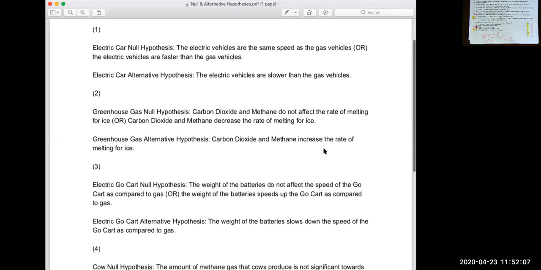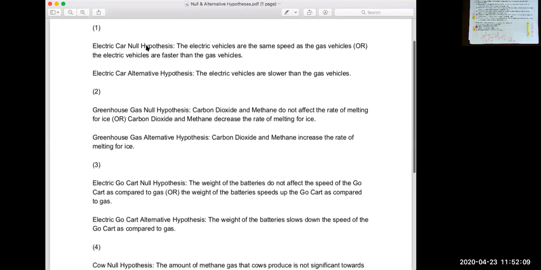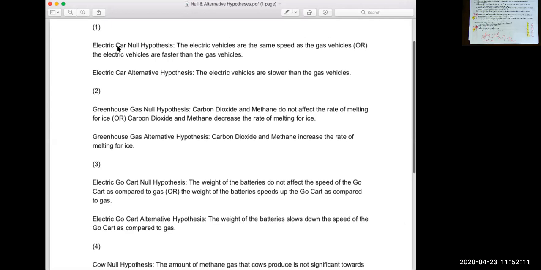This is an example of, so let's read through this. This is an example of one test that was sent to me. The electric car vehicles are the same as the gas engines. Generally with hypothesis tests, you're setting up your experiment. You need to decide, do I have a one-tailed test or a two-tailed test? There's no need for the "or". I want you practicing writing good hypothesis tests.